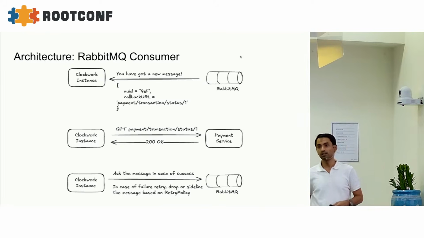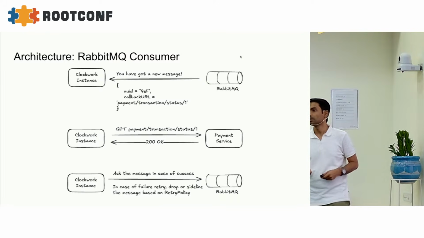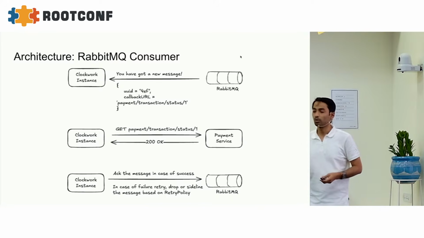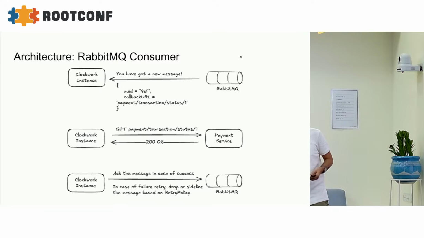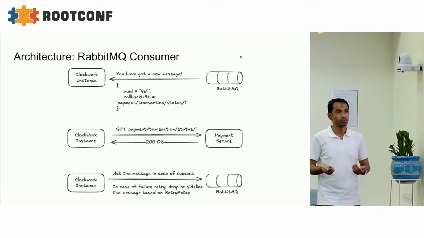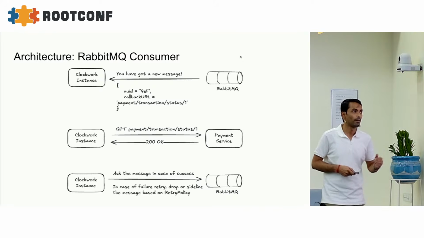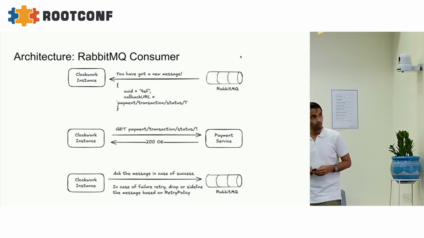We receive an ACK from the client, and let's say the client is down. Then, based on the retry policy, if they have set up retry or they have set up a drop policy where they want to discard the message, we either sideline the message, pushing it to a sideline queue, or drop the message. So that covers the entire flow.